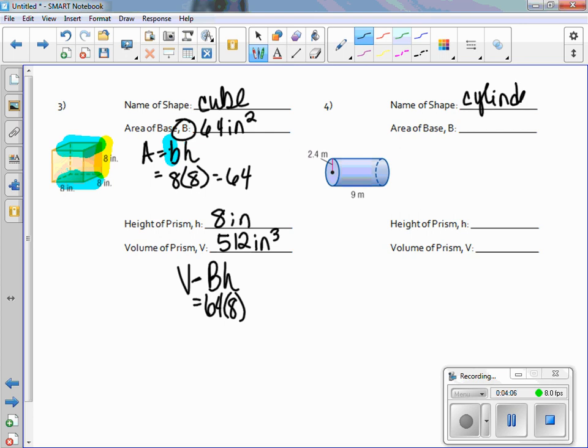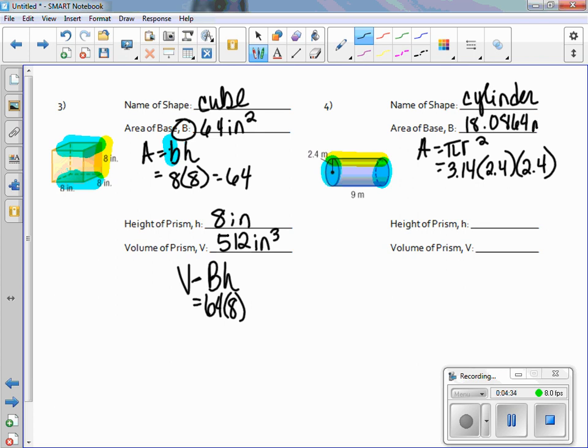Now notice it is not sitting on its base. This is why it's important to highlight. My bases are the circles, that's because it's a cylinder, and that's my height. So area of the base is going to be pi r squared, which is 3.14 times my radius, which is 2.4, so times 2.4 and 2.4. When I multiply all that together, I get 18.0864. And again, I know that's a little bit long, but we're just not going to round today.